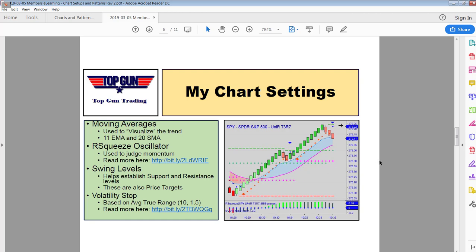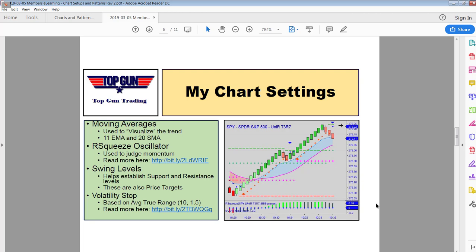R squeeze oscillator, and that's here at the bottom, and I use it to judge momentum. You can get either the R squeeze or the TTM squeeze in Thinkorswim and NinjaTrader. They're available. If anybody wants me to help them set those up, just let me know. We can set up a session of about an hour or so per trader and go over your chart setups and talk about them in particular, and I'll help you if you want.